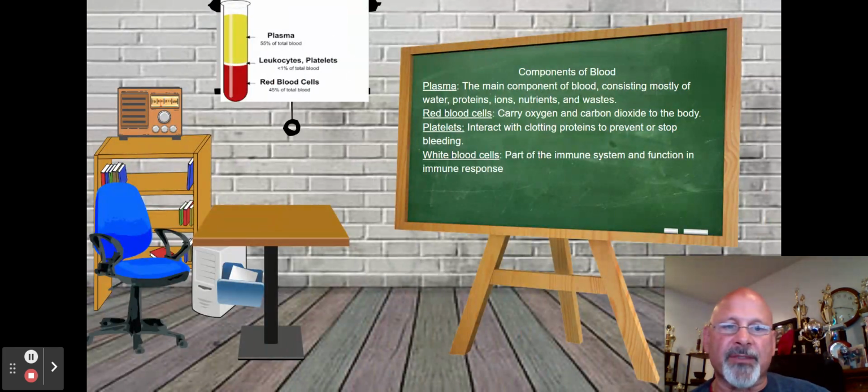There are 4 parts to basically the blood. First of all, plasma. This is the main component of blood, consisting mostly of water, proteins, ions, nutrients, and waste. Red blood cells carry oxygen and carbon dioxide to the body and away from the body. Platelets interact with the clotting proteins to prevent or stop bleeding. And the last part is white blood cells, part of the immune system and function in the immune response.